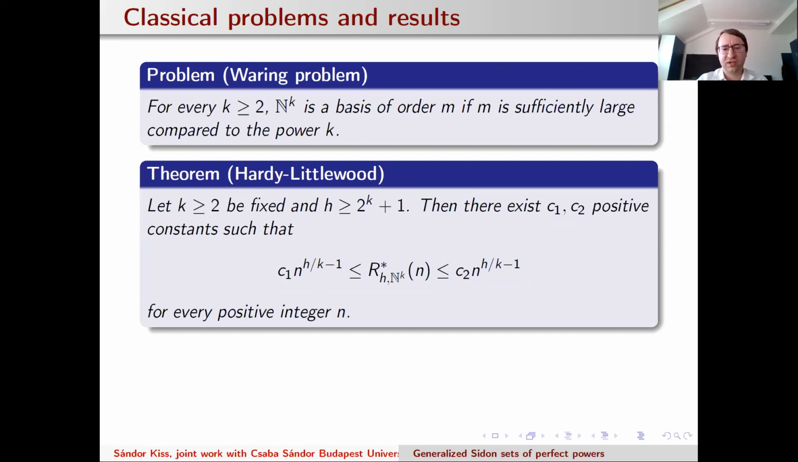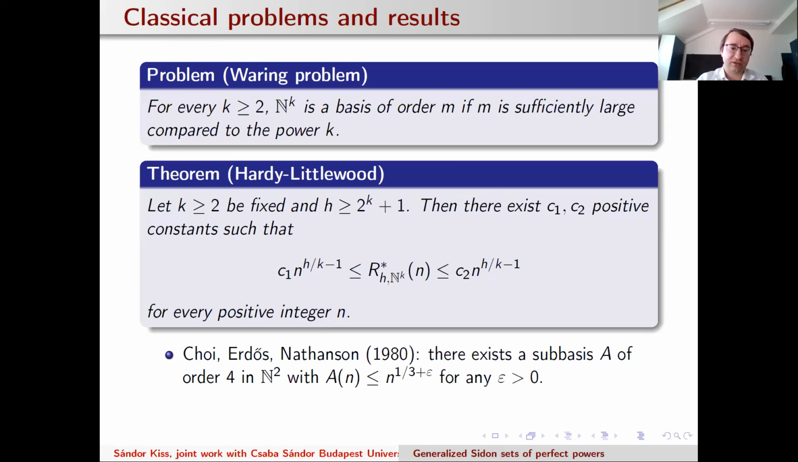So two questions arise here. One is whether there exists a thin basis formed by k-th powers, which means that the representation function is positive but small, because it is easy to see from this theorem that the representation function is very large. Another question, which is more interesting for us, is whether there exists a sub-basis formed by k-th powers with a small density. Let's see what results exist in this direction.